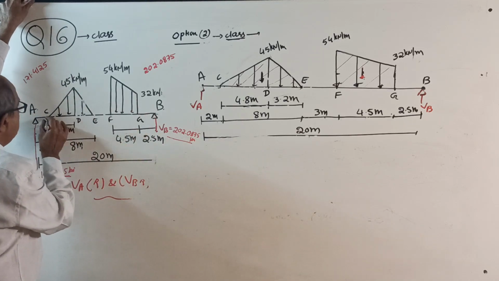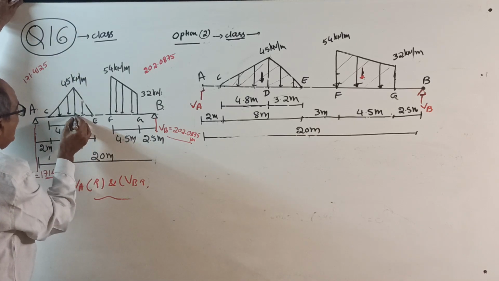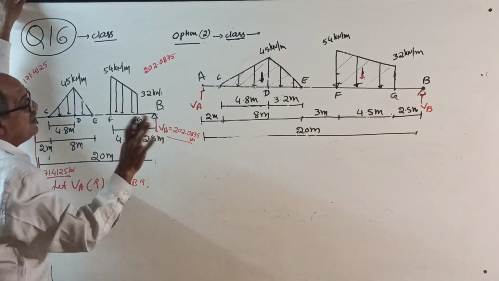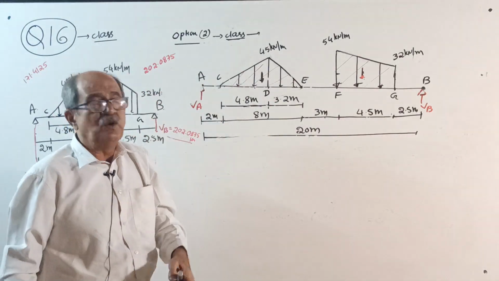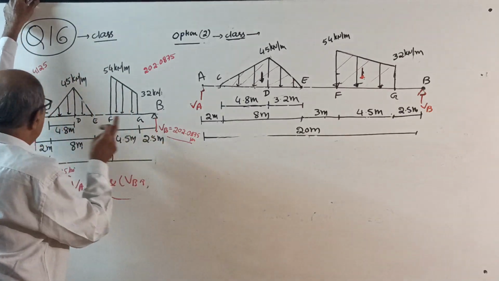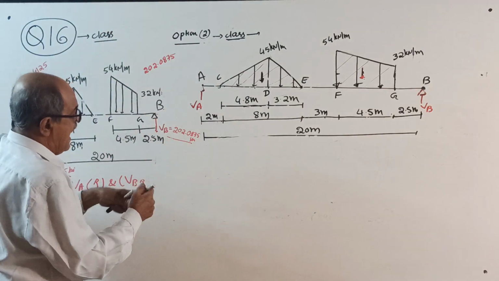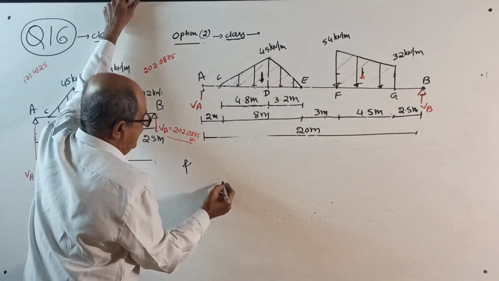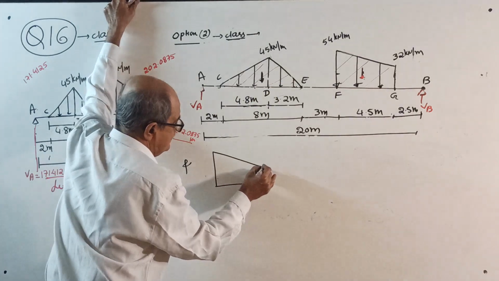Last time you took C to E single load. Now do one thing, C to D and D to E take separate loading. Two right angle triangles. Okay, taken care. Make a note. No sketch required. When you write the sketch here, CD and DE, those portions load separately, as uniformly varying loads. See, it is like this.